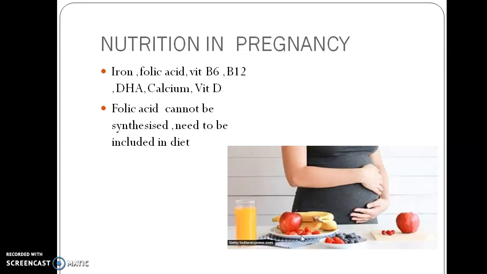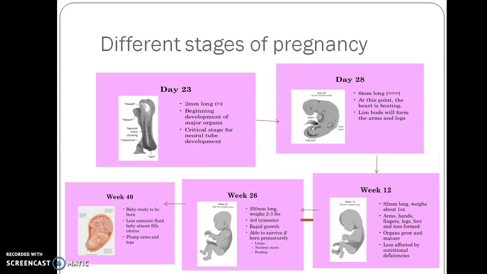Then coming to the nutrition in pregnancy. Pregnancy is a physiological phase characterized by rapid growth for both the mother and fetus. So during pregnancy, mother and fetus require rich and regular supply of nutrients. Poor maternal nutrition during pregnancy may cause depletion of the mother's food reserves and low birth weight of the baby. It may also cause low vitality and premature death of the child.